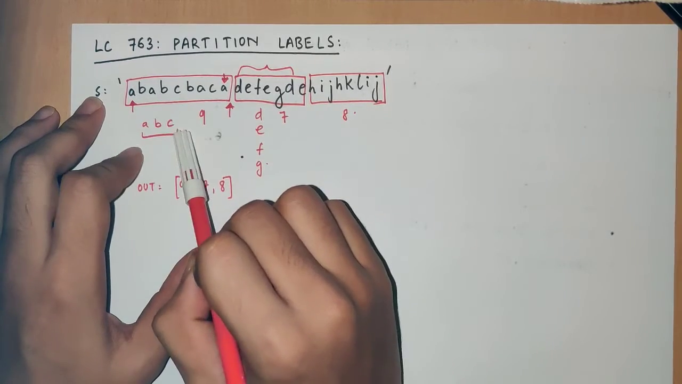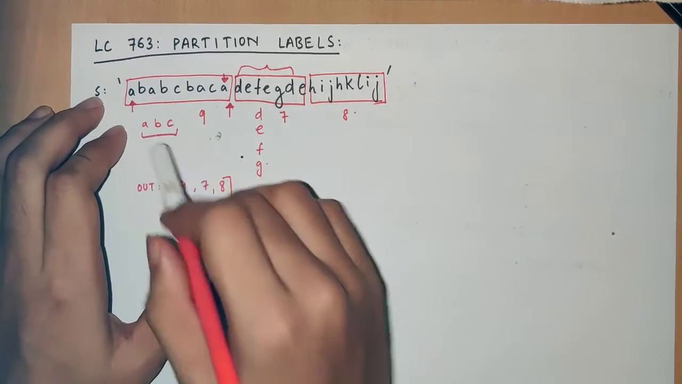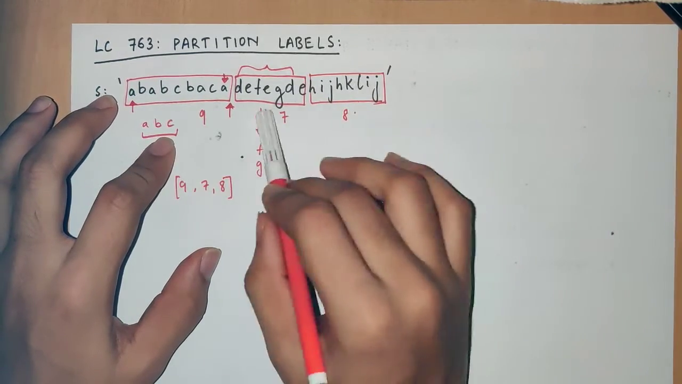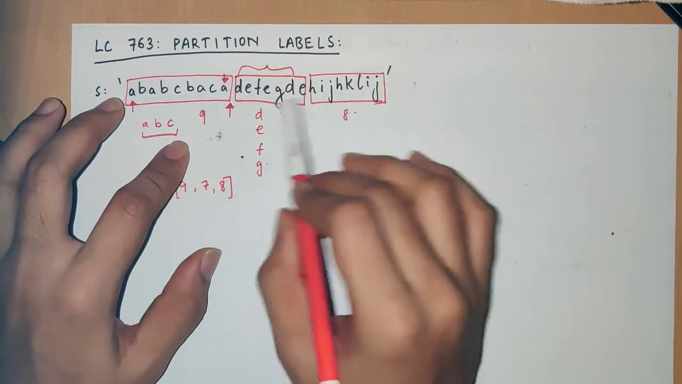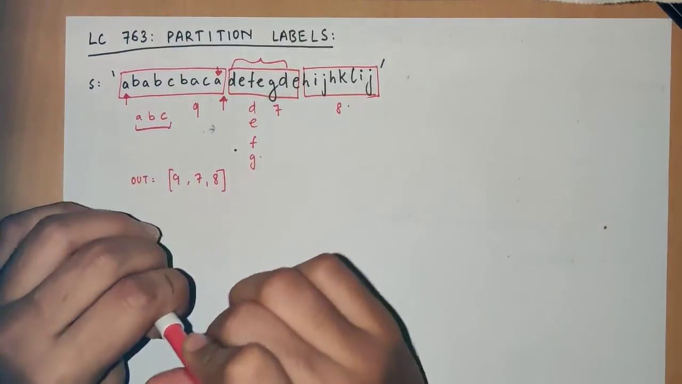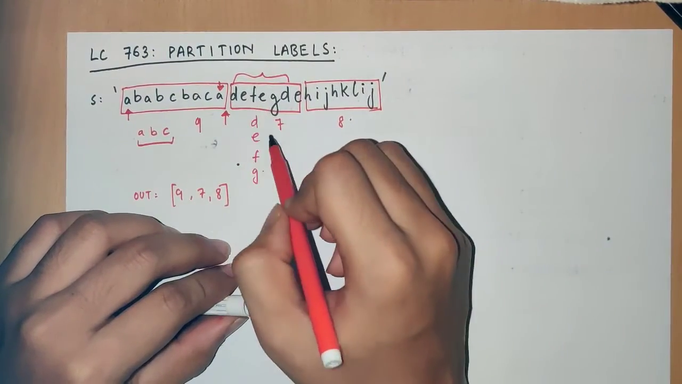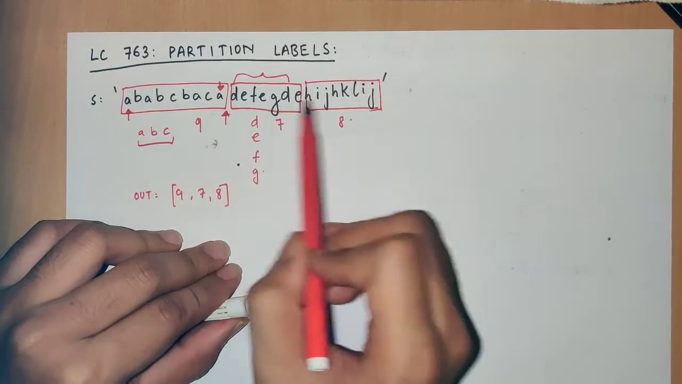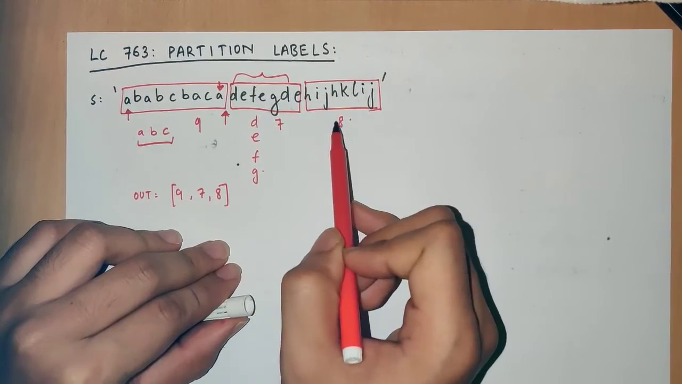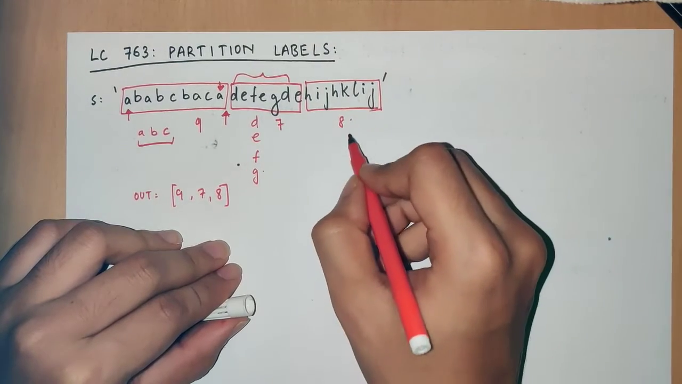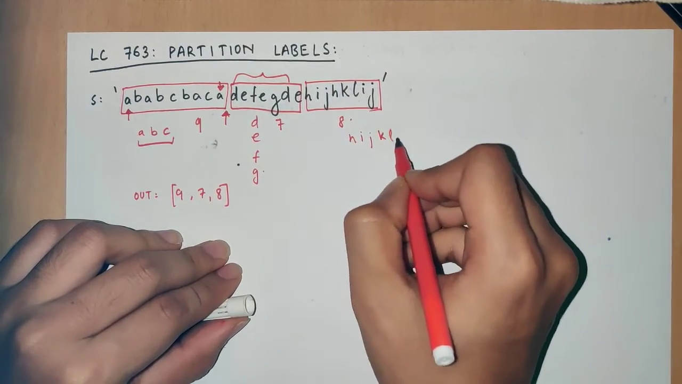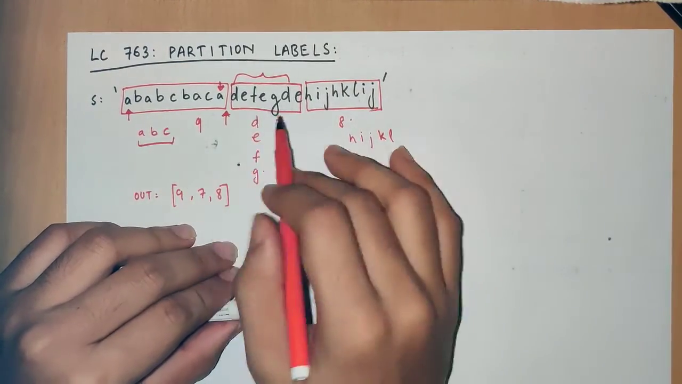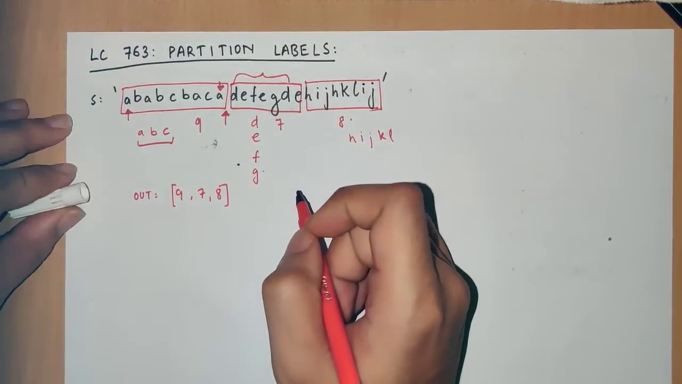So A, B and C cannot occur in any of the remaining partitions. Similarly, B cannot occur in any of the remaining partitions. Same for C as well. And in this case, we have a few elements like D, E, F, G. You can also notice that D, E, F, G is not contained in any of the remaining partitions. Similarly for H, I, J, K, L, none of the elements occur in the other remaining partitions, right?